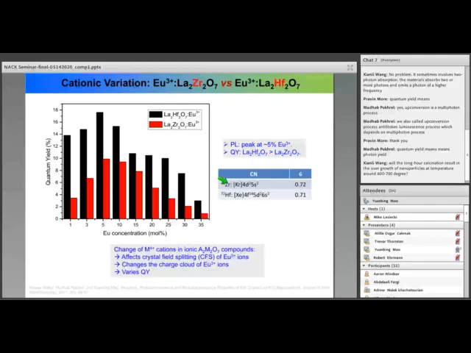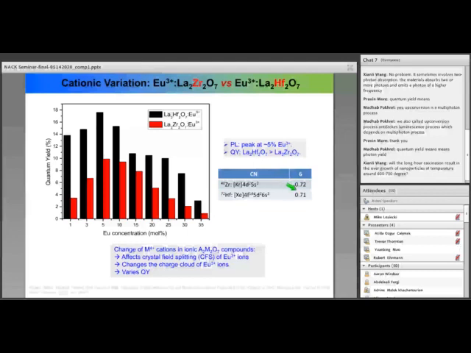So that's quite amazing. And then, if we really look into the chemistry a little bit, right, in this structure, supposedly, if europium is doped into the zirconium site, the coordination number will be 6.